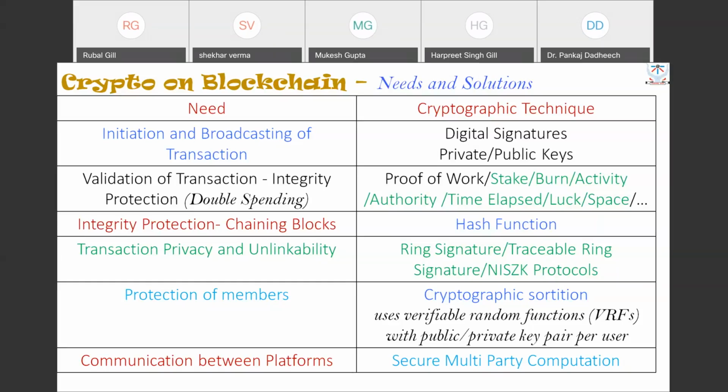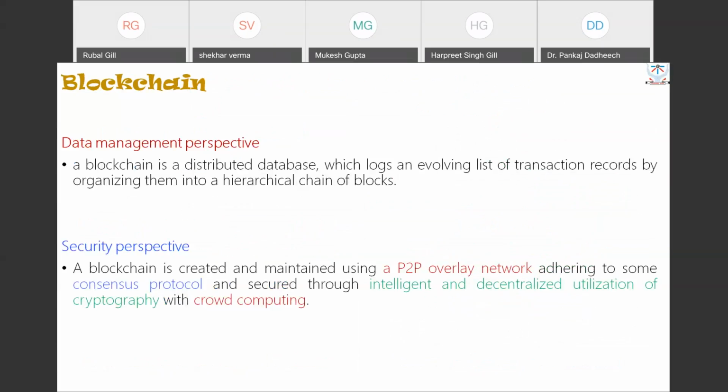So I assume that you already know what a blockchain is, but still, let's see what a blockchain is in a moment. From a data management perspective, a database person will see a blockchain as a distributed database, and it contains a log of all the transactions and organizes them in a hierarchical manner. From a security perspective, why are we evolving a list of transactions? Why are we having a chain of blocks? What is a block? So from a security perspective, we try to answer this. A blockchain is created and maintained using a peer-to-peer network. And the consistency of the distributed ledger is maintained through a consensus protocol.